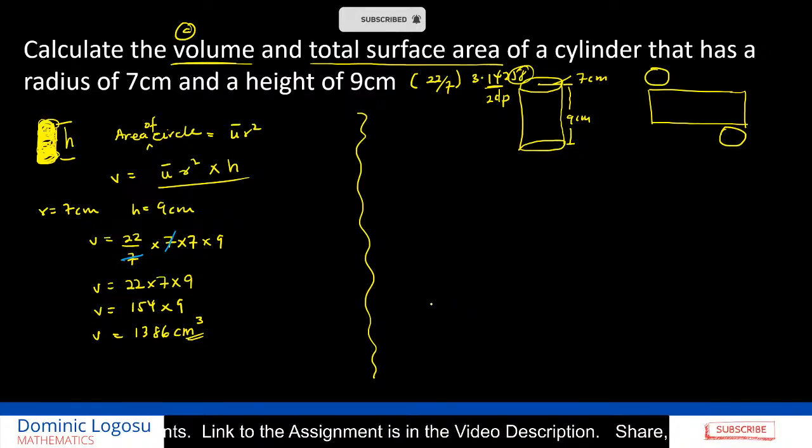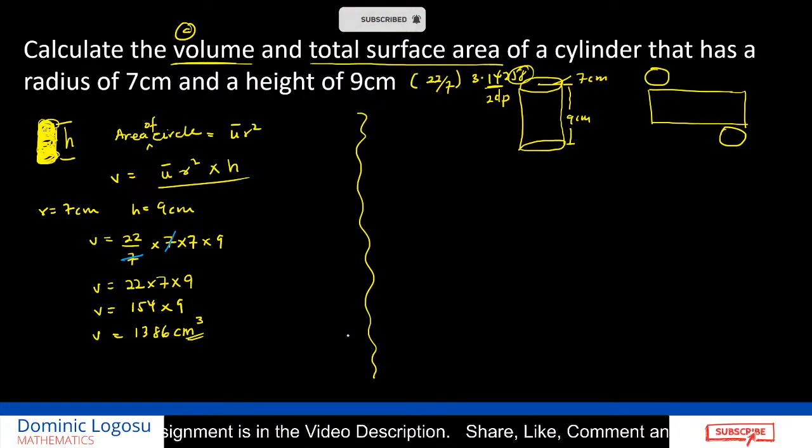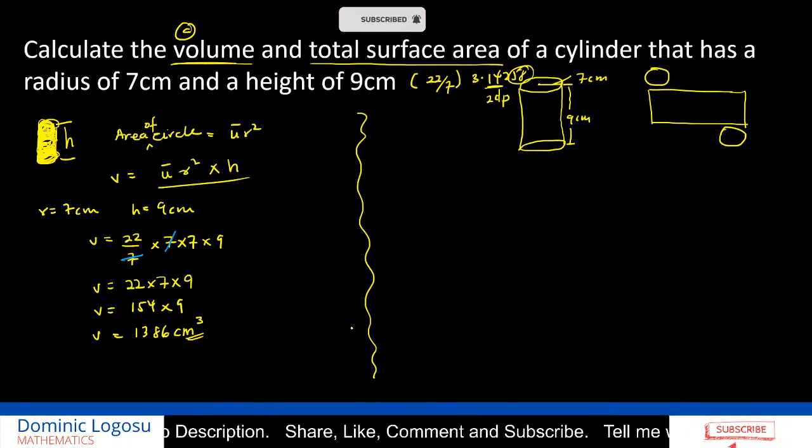So basically our volume for this particular cylinder is going to be 1386 centimeter cube, because we are dealing with what? Volume. Cube, because we are dealing with volume. Now let's go to the total surface area.